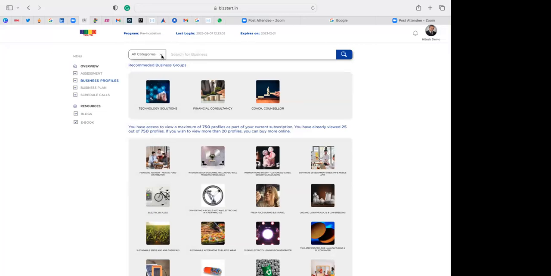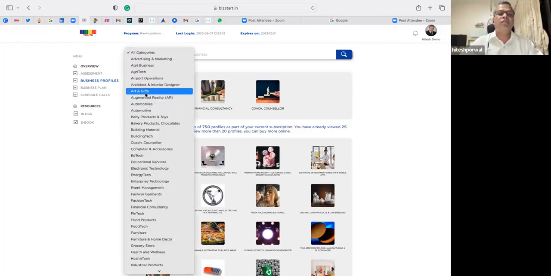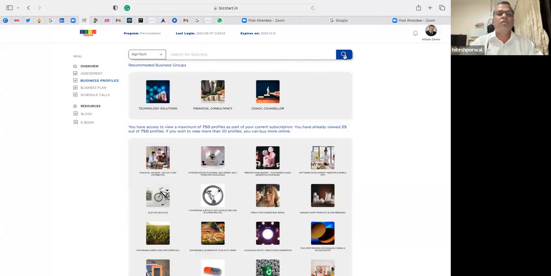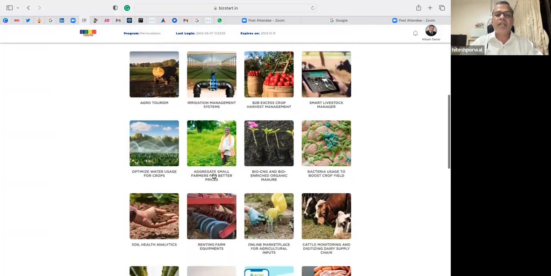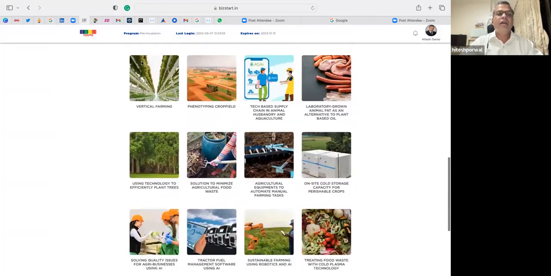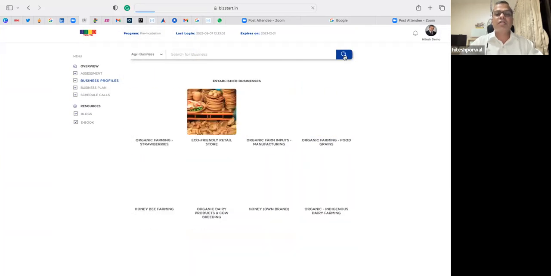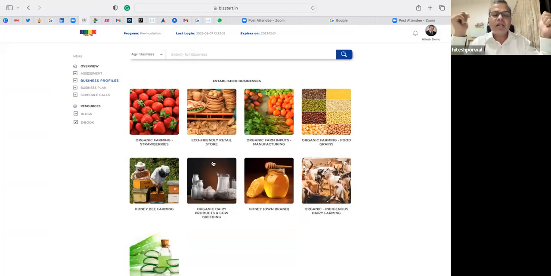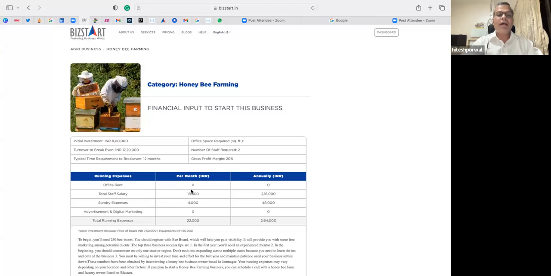Thanks. So you can choose one or two industries of your interest. Say for example, you're interested in agri-tech. So you click on agri-tech and you'll find a lot of startup ideas in agri-tech, right? If you had chosen agri-business, then you'll get business ideas, right? In business ideas, you get economics. So say for example, you want to start a honeybee farming business. So you click on that.